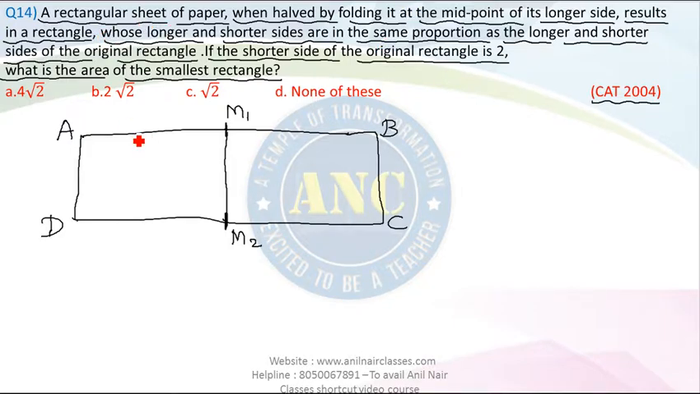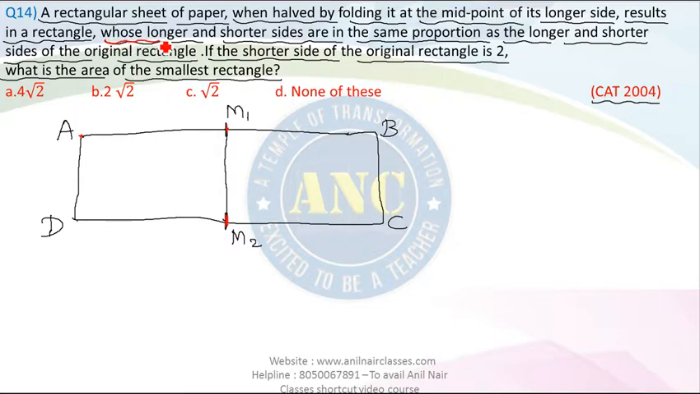Now, what are you getting here? You had a rectangle called ABCD. I exactly folded it at the midpoint. You again have two rectangles. Let me take one of the rectangles that results, and call it AM1M2D. This is my rectangle, which is the result when I divided it into two equal parts.